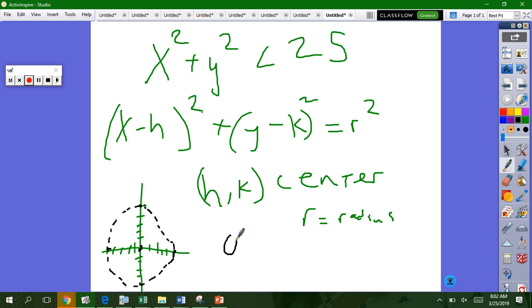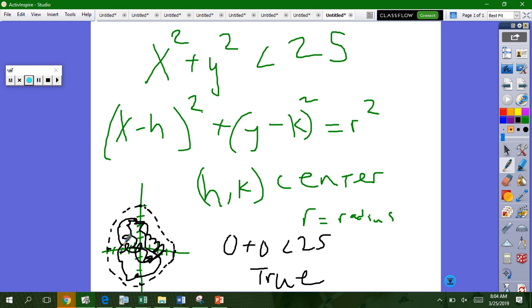0 squared is 0. My y value was 0. 0 squared is 0 again. Is that less than 25? Is that a true or a false statement? That is a true statement, isn't it? 0 is less than 25. Because that is a true statement, I'm going to shade where that point is. Okay? So therefore, that point is within the circle, so I'm going to shade in here. Does everybody understand how I did that?